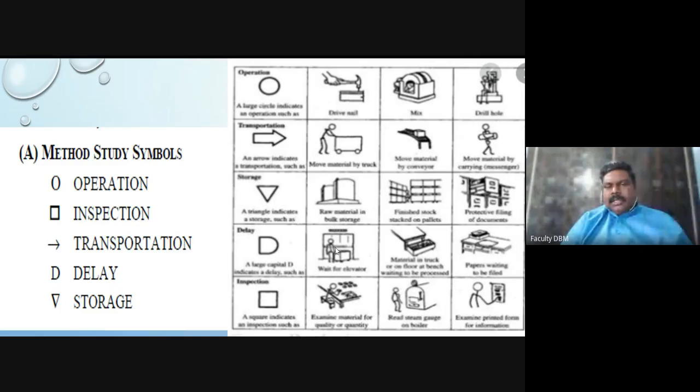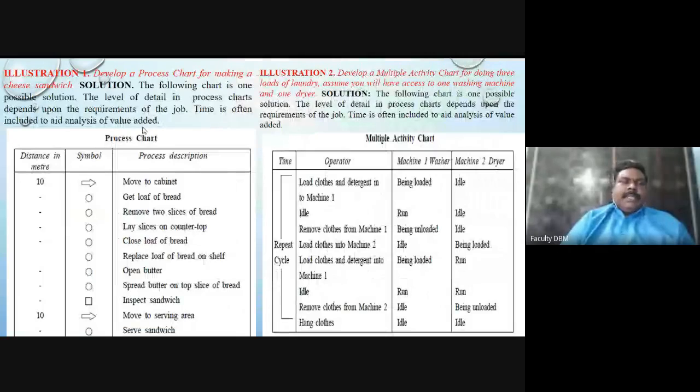D means delay, the people waiting. The conveyor belt is waiting. These papers are waiting, idle, they have not been removed. Transportation is the movement of products. So using these charts, we'll be doing this, and you can see the two illustrations over here.